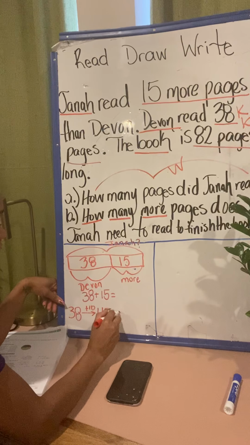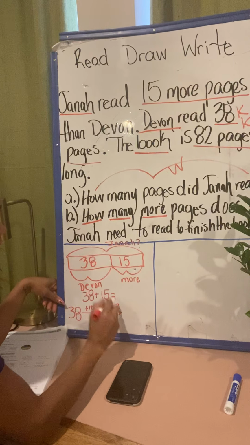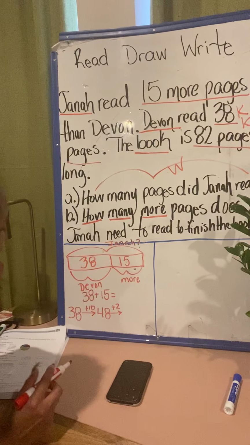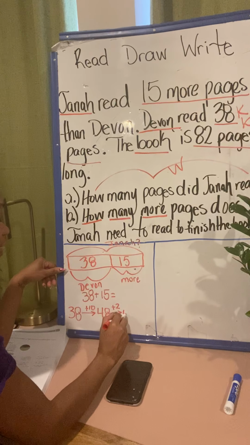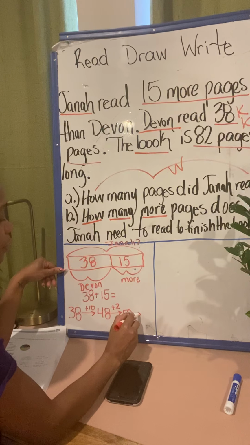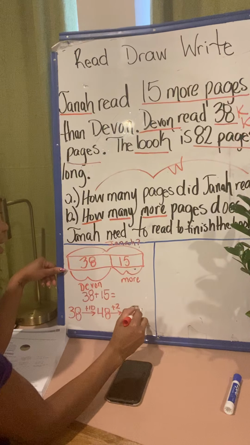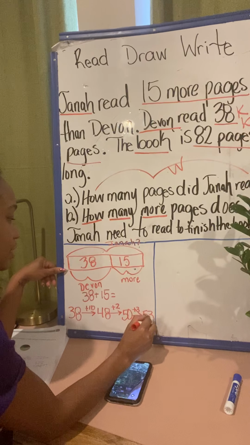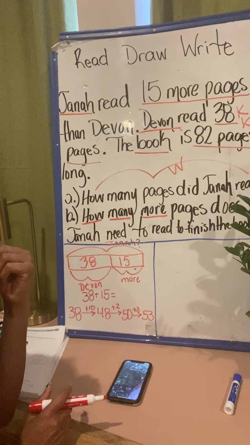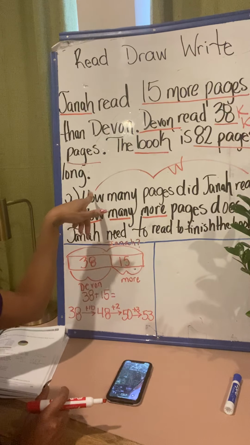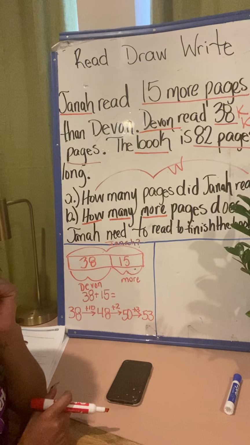Then I'm going to go ahead and make a friendly number by taking 2 from the 5 ones. And I get 50. And I know after I take 2 from the 5 ones, I have 3 ones left. So 50 plus 3 will give me 53. So we answered A, which was how many pages did Janiyah read?